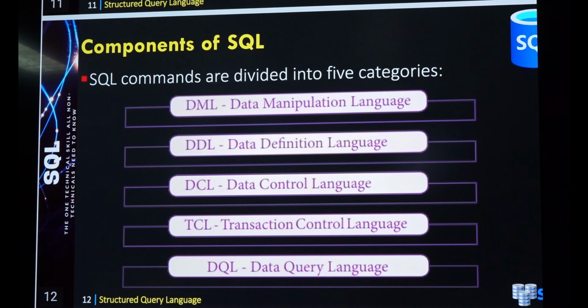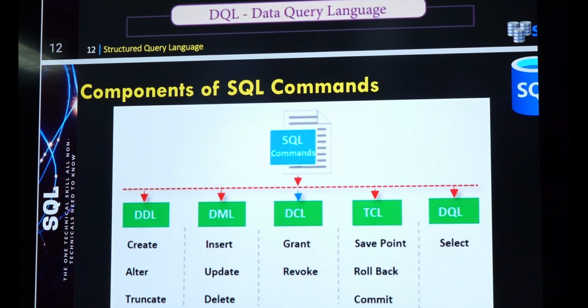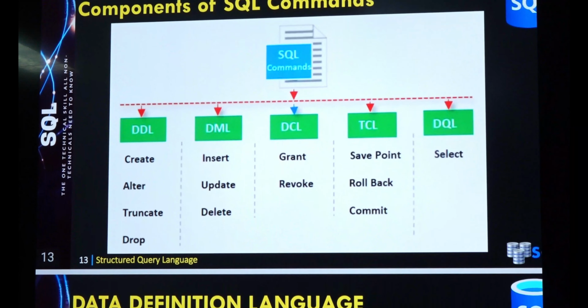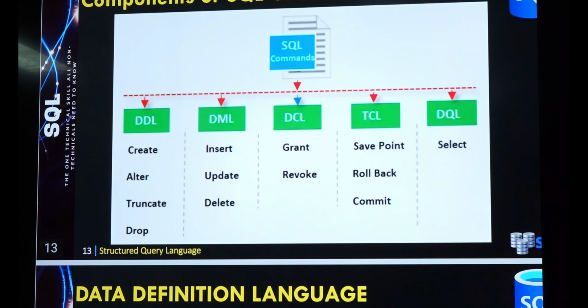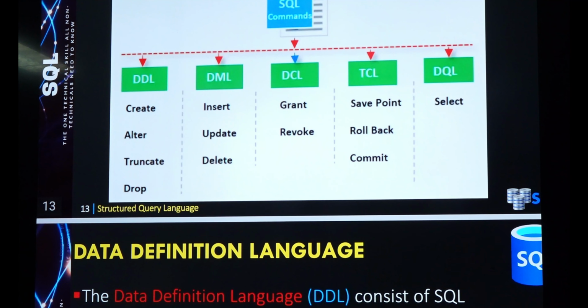Right. Now we will see the next one, components of SQL commands. You see, first is SQL commands, in sky blue, and then it is related to 5 things: DDL, DML, DCL, TCL, and DQL. First, DDL consists of create, alter, truncate, and drop. Here, DML is insert, update, delete. DCL is grant and revoke. TCL is savepoint, rollback, commit, and DQL is select.